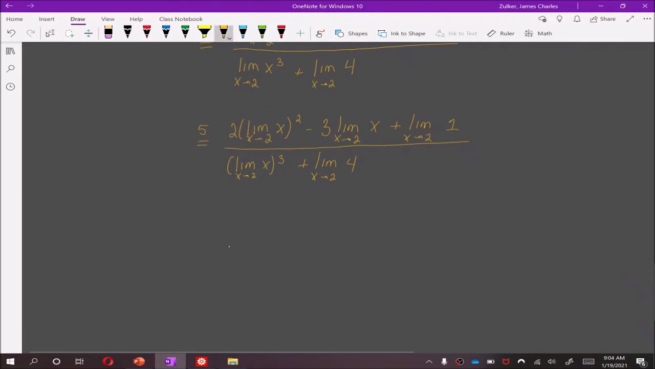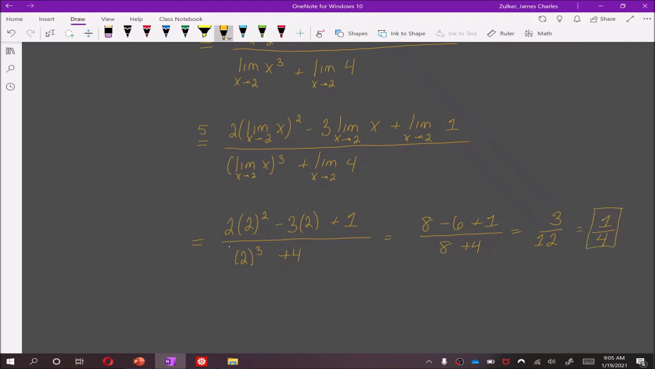So these are just now by the basic limits. We just plug in 2 for x, and the constants will stay the same. So we're going to have 8 minus 6 plus 1 all over 8 plus 4. So that's 3 over 12, which will simplify down to a quarter.